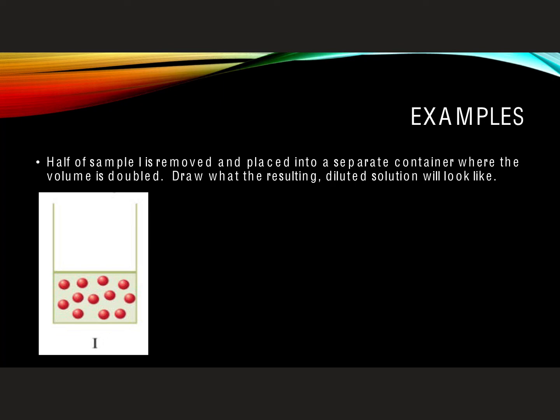This example says we have half of sample 1 removed and placed into a separate container where the volume is doubled. And we want to draw what that resulting solution is going to look like. So second beaker, we're going to double our volume. So I'm going to eyeball, here's my double in volume.